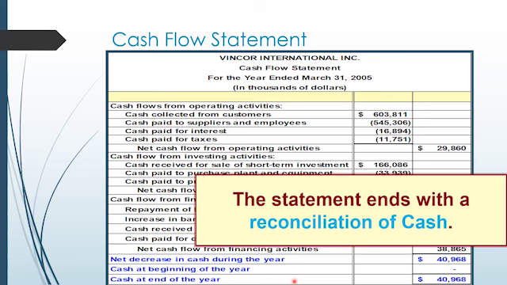Okay, today's video is over, and this is just a basic overview of the financial statements. We'll discuss them in detail in our future videos, and if you have any questions or comments, please let me know.